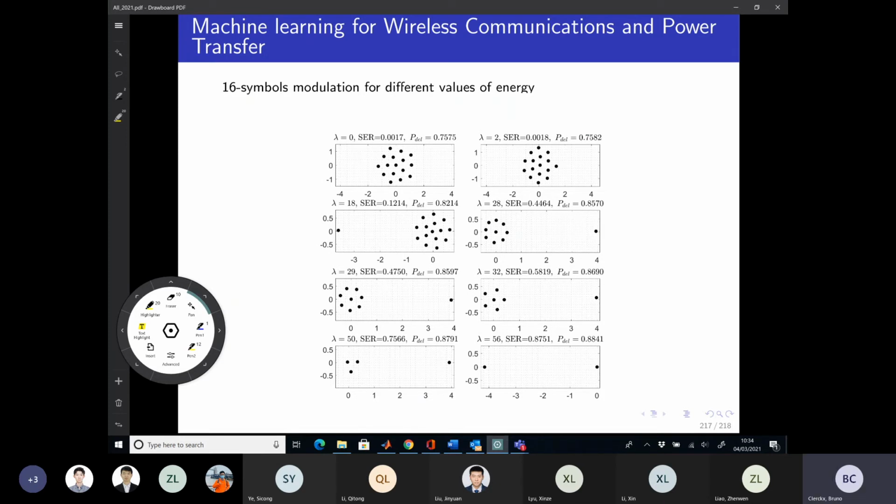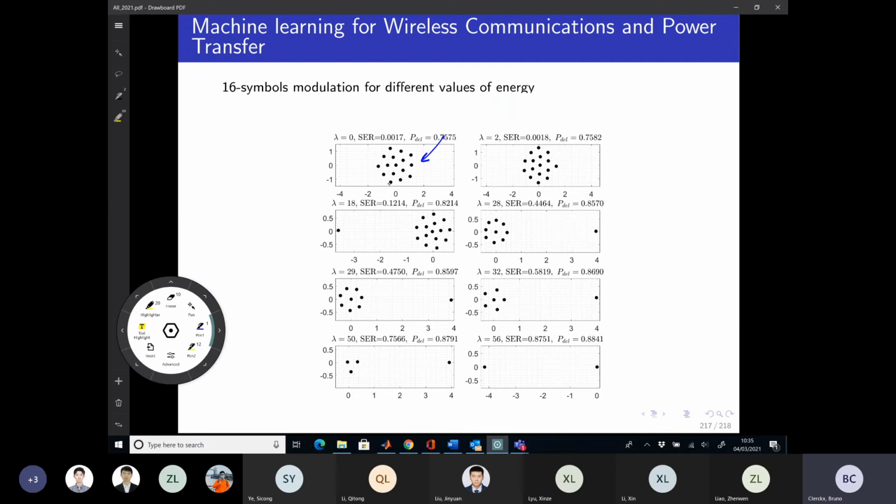Typically in communication, we use a lot of signal processing and optimization and of course, information theory to try to identify what's the best communication strategy that we can come up with. And so here what we do is actually use machine learning techniques to try to learn good modulation when we do a joint design of communication and power transfer. And so for instance here, the first figure is a 16 QAM constellation that is obtained by doing machine learning techniques, when we don't care much about power transfer, we care more about communication.